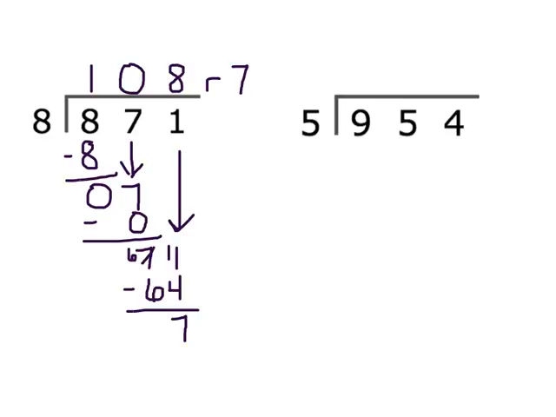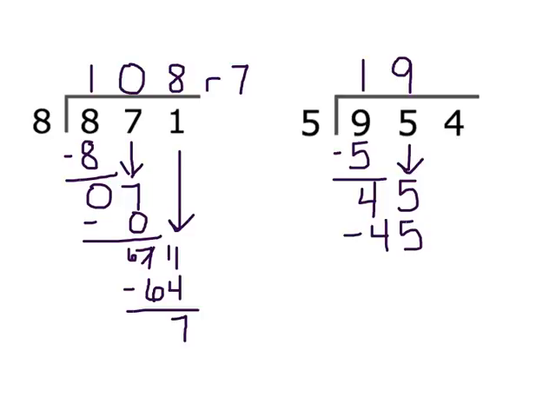Let's try the one right beside it. I have 954 divided by 5. How many times can 5 go into 9? And that would be 1. 1 times 5 is 5. Subtract to see how close I got. 9 minus 5 is 4. Bring down my 5. How many times does 5 go into 45? That would be 9. Nine times 5 is 45. Subtract to see how close I got, and I would get 0.